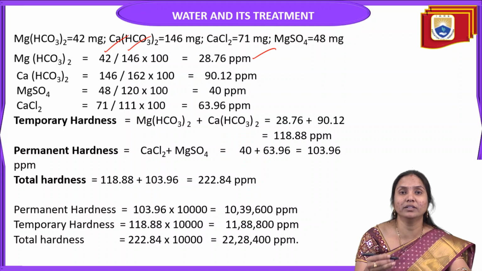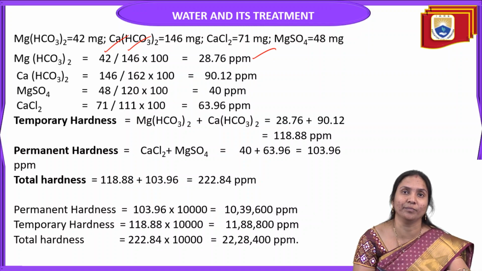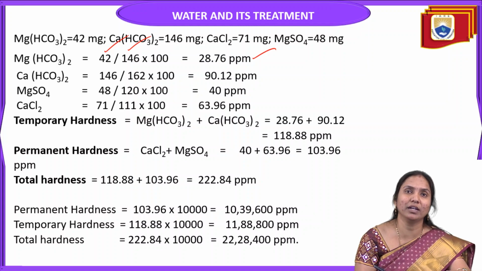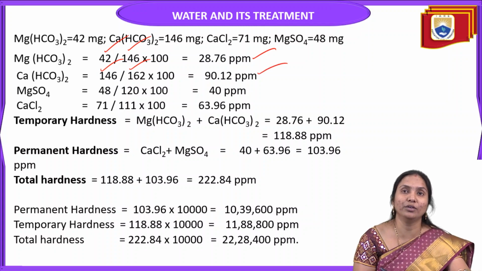Next we can convert calcium bicarbonate into equivalent of CaCO3. Here the weight of calcium bicarbonate is 146 and the molecular weight of calcium bicarbonate is 162. So 146 by 162 into 100 is equal to 90.12 ppm.